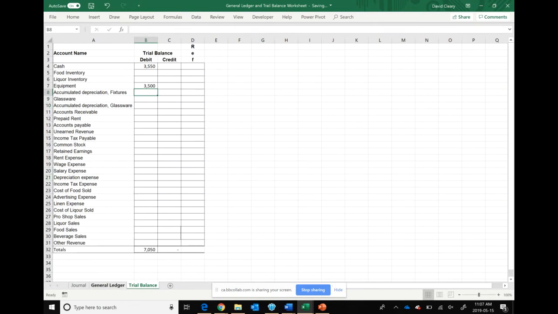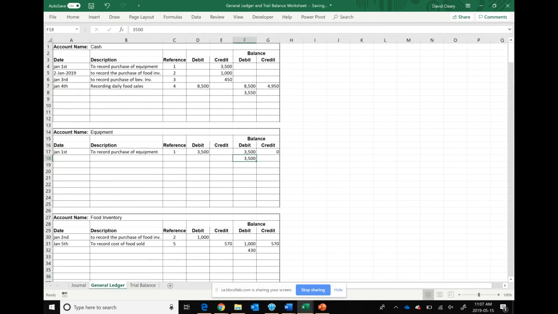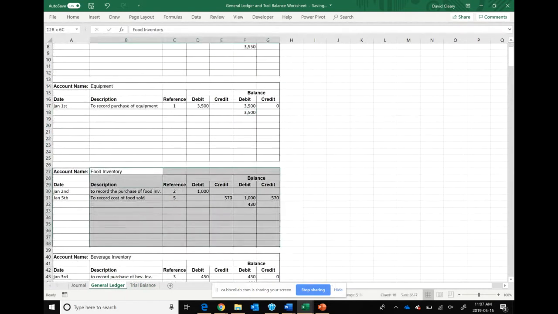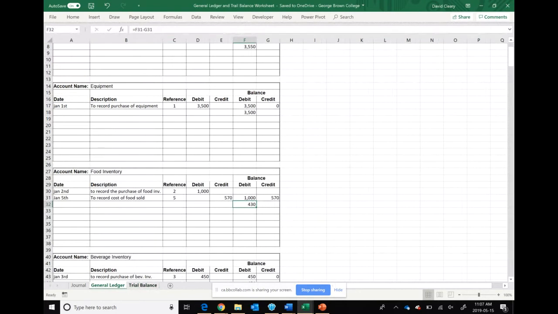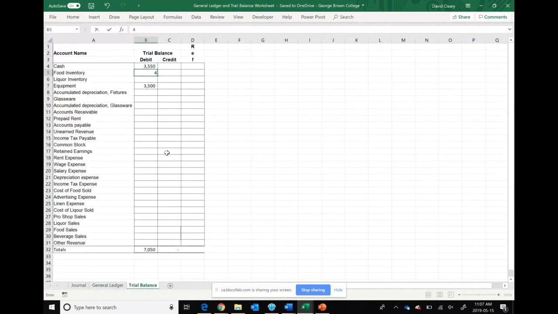Go back to the ledger again. Find our next account, which is food inventory. It has a debit balance of $430. So we go find our food inventory, wherever it is. Food inventory right here. How much was the balance? $430. Debit balance of $430, so we include that in the debit column.